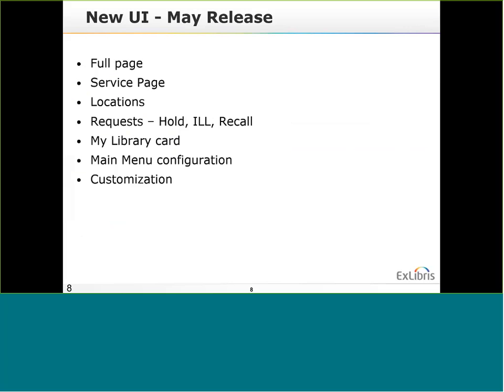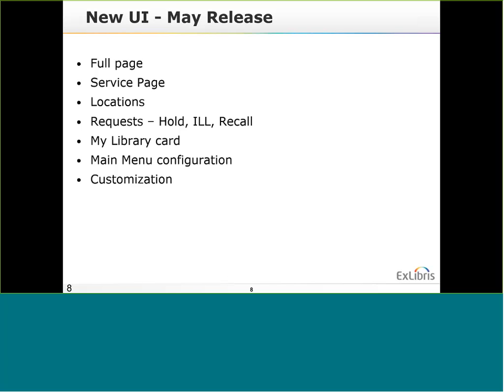In the May release, besides the fixes and the improvements, we also added support for the full page, and the same for the service page, which is actually the full page that comes with an open URL from Google. For Aleph and Voyager, we added the locations and requests. In February, we had the Get It for Alma, and now also for Aleph and for Voyager. We are currently supporting the hold, ILL and the recall request. By August, we will support, obviously, all the request types.